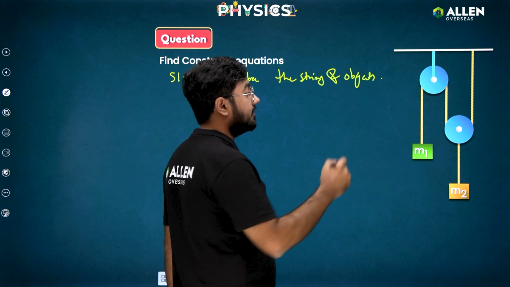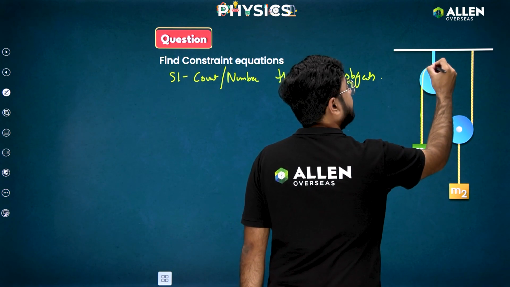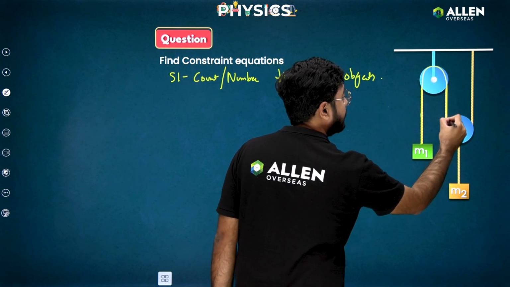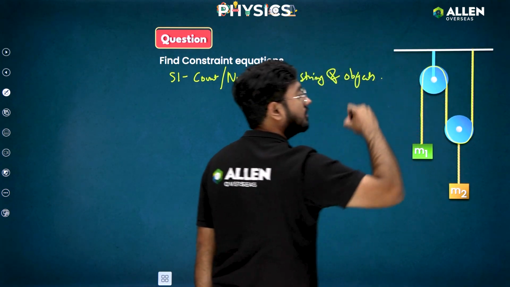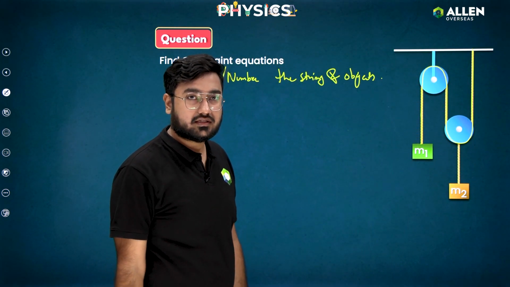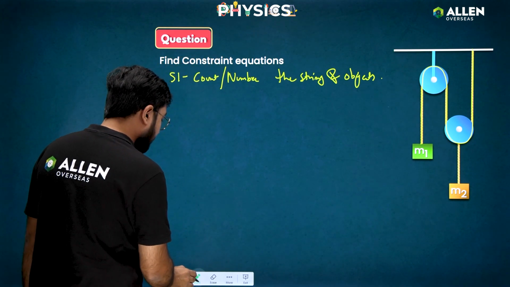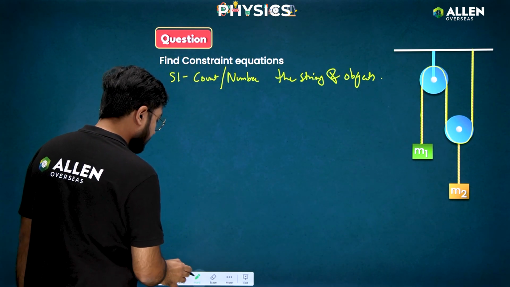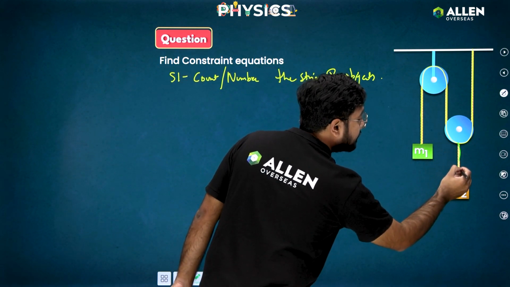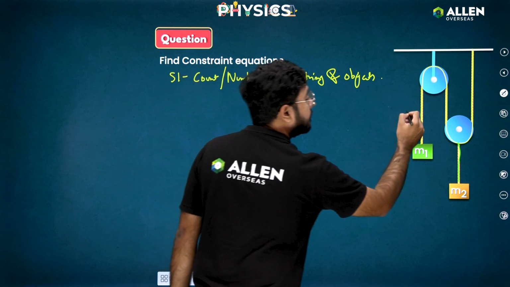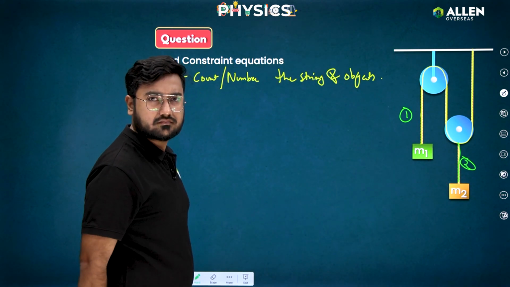How many strings are there? So we have the first string that goes something like this, through the pulley, and goes something like this to this point. Nice. This is the first string. What about the second one? The second one will be something like this. This is the second string. So we have the first string and the second string.